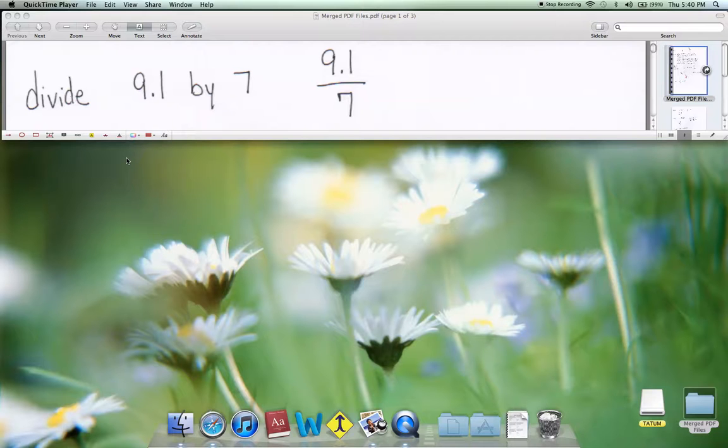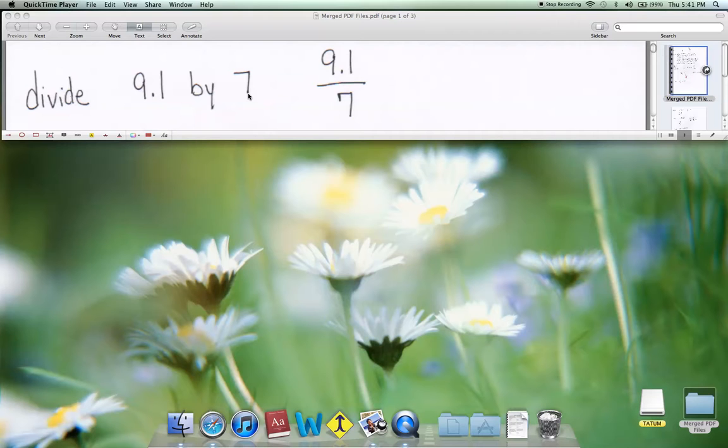All right, this is going to be a couple of examples of dividing decimals. Our first example is to divide 9.1 by 7. All I've done here is show what it looks like: 9.1 would be the numerator and 7 would be the denominator. So we have one number that is a decimal and we have a whole number.